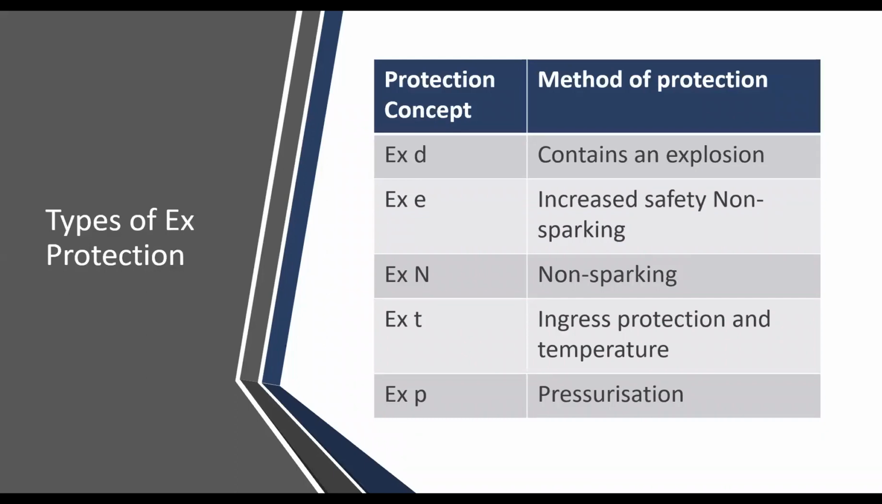There are many different types of EX concepts, but with us being the AEMT, I'm going to talk about rotating machinery and the types of protection for those. So we have an EXD. The method of protection for that is it contains the explosion. EXE, it is increased safety, non-sparking. EXN is a non-sparking concept, as is EXT, where the ingress protection and the temperature are critical. And then we have EXP, whose protection method is pressurization. We're going to go through each of these concepts in a little bit more detail so we can understand what they are, what they do, and what the methods of protection are.